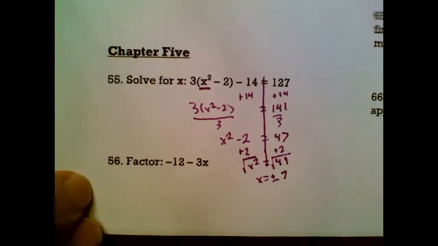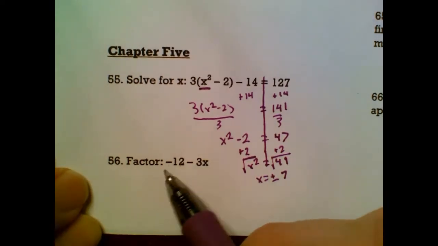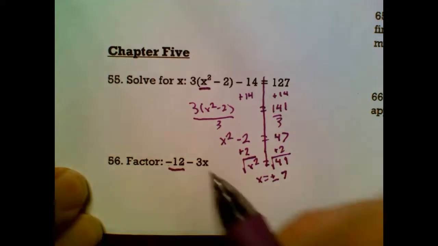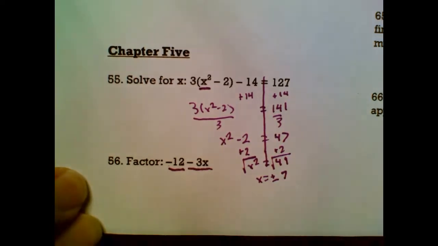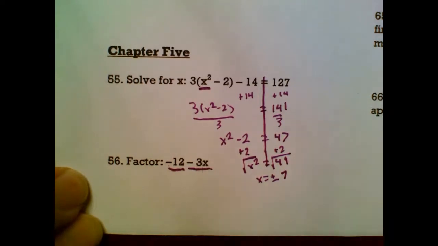Okay. Number 56 says factor this. Well, we want to see what's in common in both things. Are there any factors in common? Well, sorry. Look first at the terms. Let's look at this term and this term. Are there any factors in common in those terms? Well, 12 is divisible by 3, and 3 is also divisible by 3.